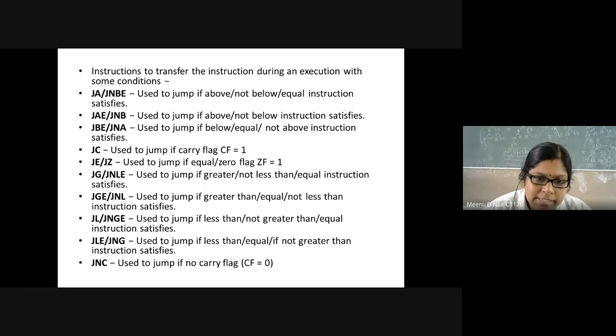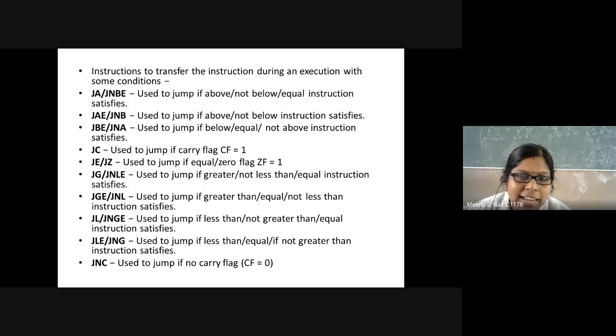So these are the commands. JNC, jump on no carry. The mainly used commands are JC, JE, JZ and JNC: jump on carry, jump on not carry, jump on equal and jump on zero. The other commands we do not use much in our programs, because we are writing only basic programs. We mainly use JC, jump on carry, jump on non-carry, then jump on equal and jump on zero.